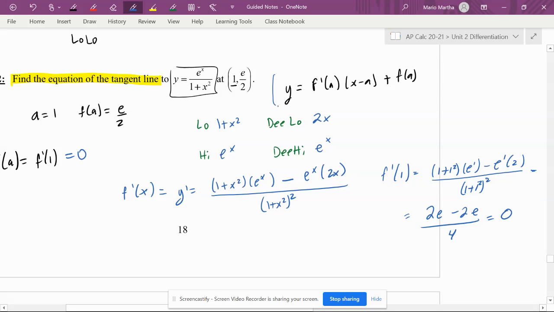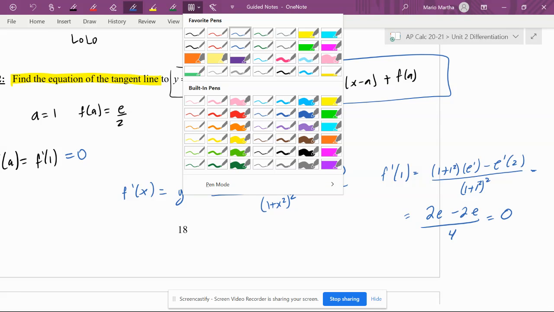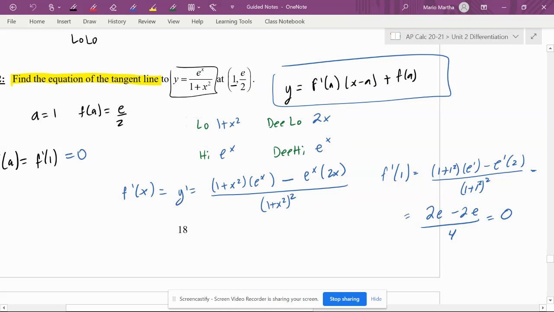So now we're going to go back to the slope of the line. Let me use a different color. Let's go with orange. So the slope of the line, that would be y equals f prime at a, which is 0, times x minus 1, plus e over 2, which is f of a. So therefore, this would be just y equals e over 2, and that would be the equation of your line.